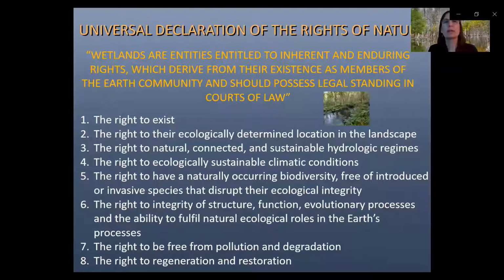The declaration is based on the idea that wetlands are entities entitled to inherent and enduring rights, which derive from their existence as members of the Earth community and should possess legal standing in courts of law. And you can see on the slide the specific rights that were identified.